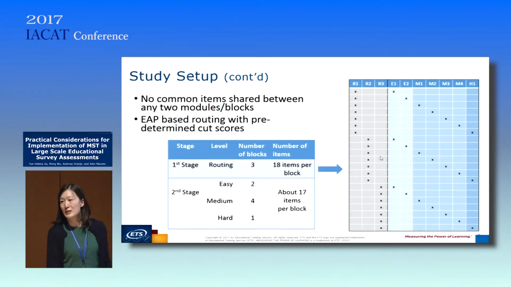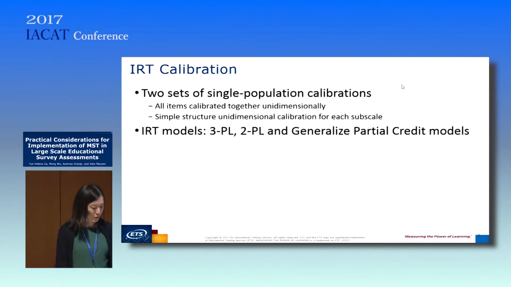But there's some missing cells there. Like none of the targeted blocks will meet with each other. Of course, you don't want to give a student in an MST design an easy block and a hard block. You want to start with the router and then the second stage. So that's the design we have.